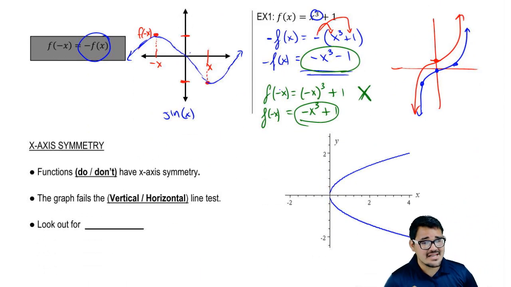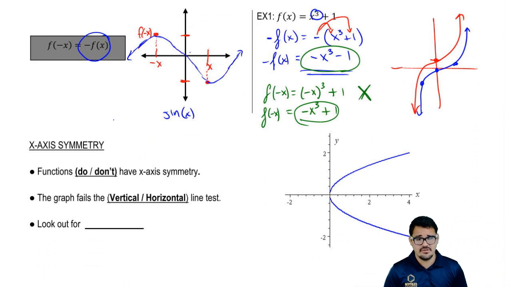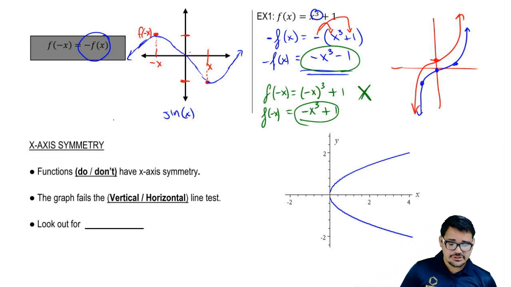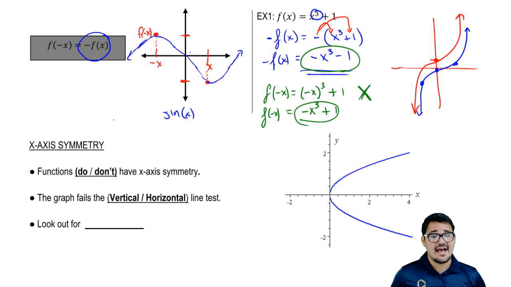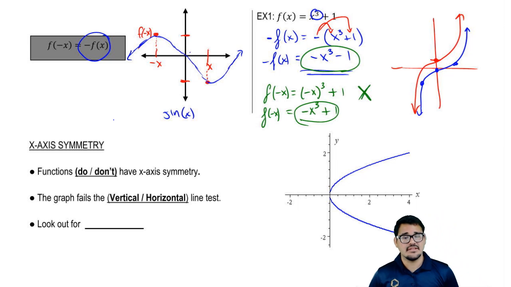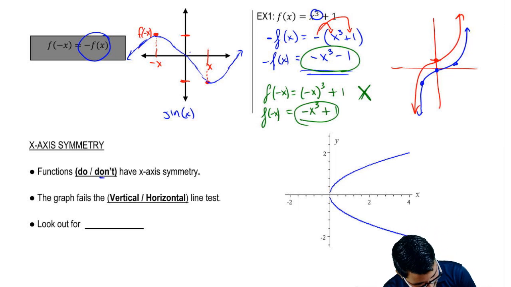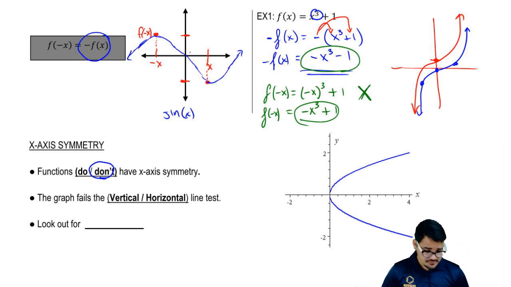Alright? So now we're going to talk about the last type of symmetry, which is the x-axis symmetry. So it's going to be y-axis symmetry, origin symmetry, and x-axis symmetry. So functions do or do not have x-axis symmetry. So let's think about this. I'm actually going to tell you that functions don't have x-axis symmetry, and I'll tell you why.